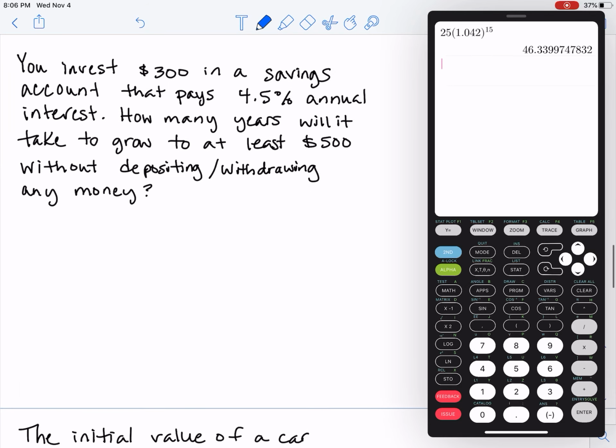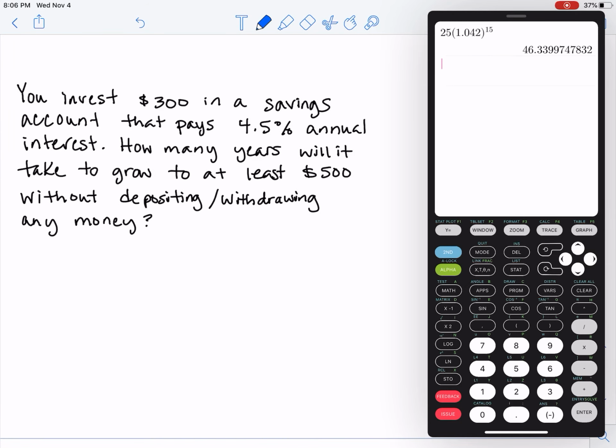You invest $300, not 30, $300 in a savings account that pays 4.5% annual interest. Annual interest, how much you get per year. How many years will it take to grow to at least $500 without depositing or withdrawing any money? Meaning you're not putting any money in and you're not taking any money out. Basically taking this $300, putting it into a savings account, letting it sit until you got $500.